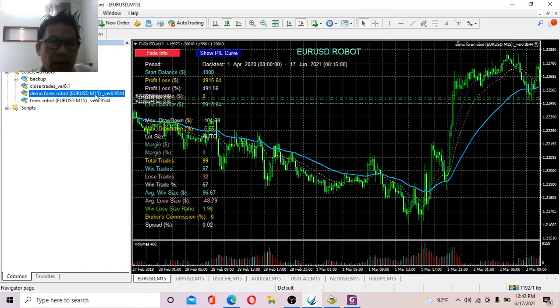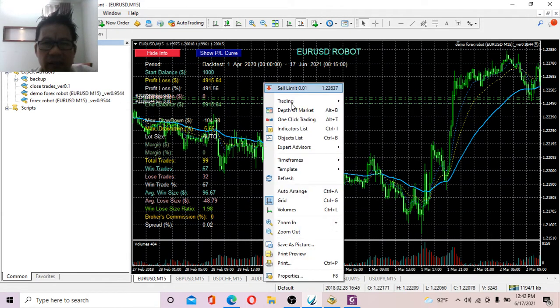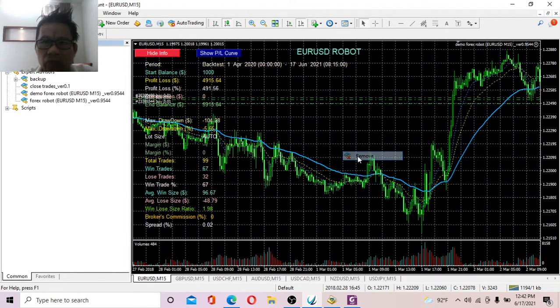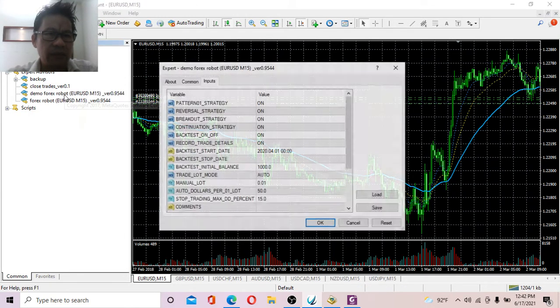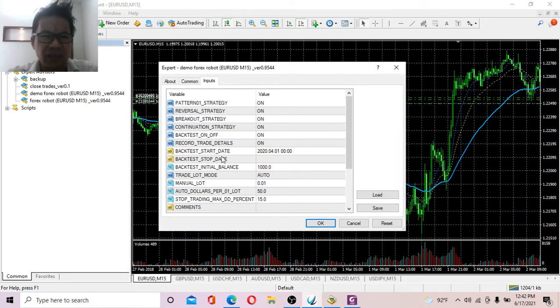Now, how can we run the backtest on charts? Let's say I remove this one first. All right, you double click on the robot, and you should leave other parameters intact. You just focus on the backtest start date.